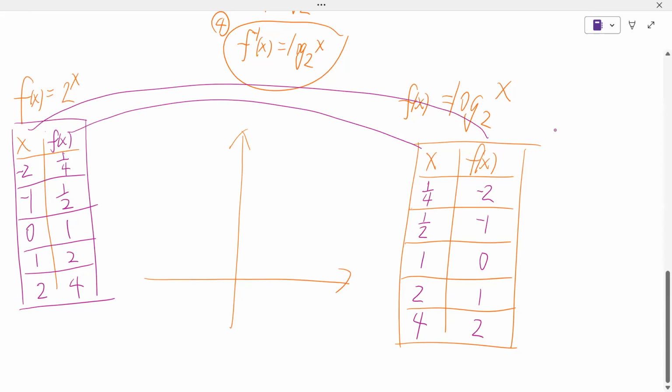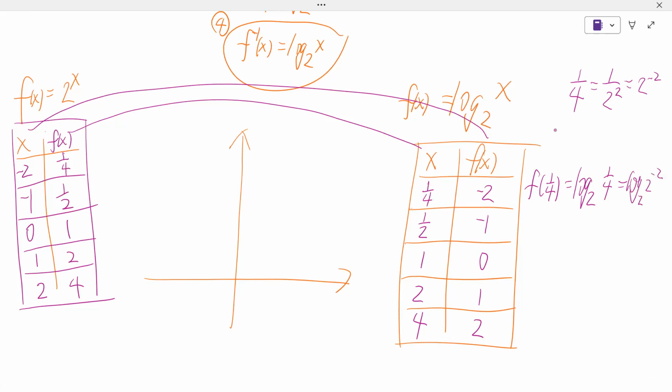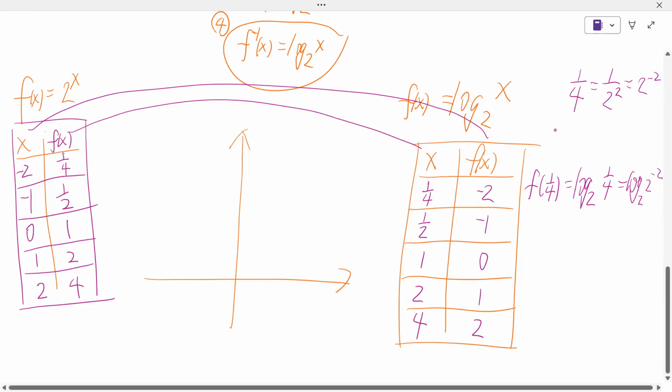And let's verify this by plugging into the logarithm function here. Okay, so first of all, we find f of a quarter: log base 2 of a quarter. And we know a quarter is 1 over 2 squared. If you flip it, it becomes 2 to the -2. So that means this is the same thing as log base 2 of 2 to the -2. Now, because the logarithm and the exponent have the same base, they cancel each other. That's how it ends up with -2.